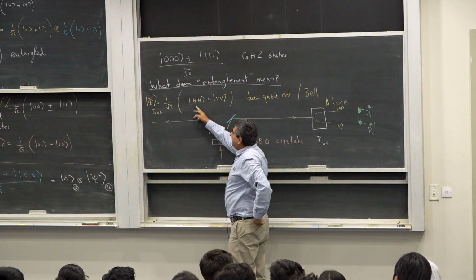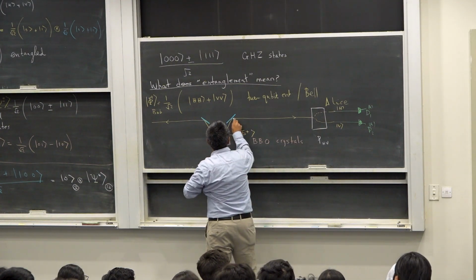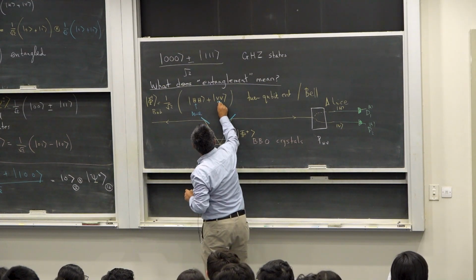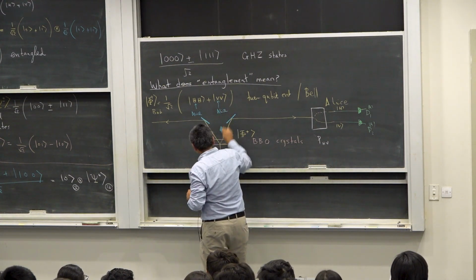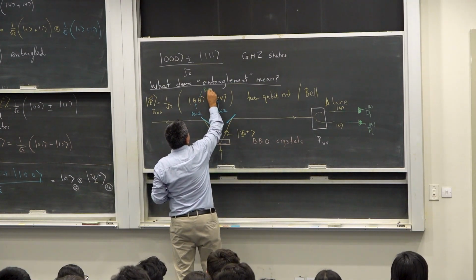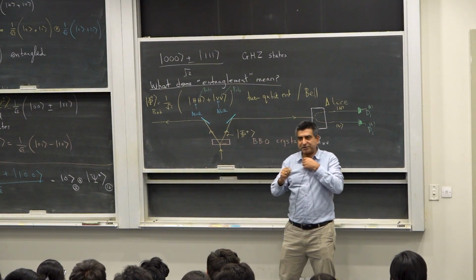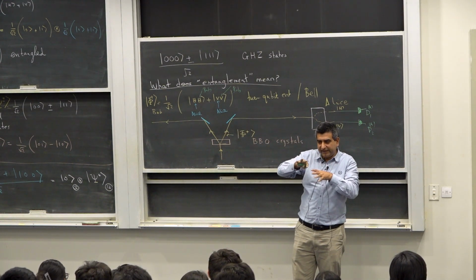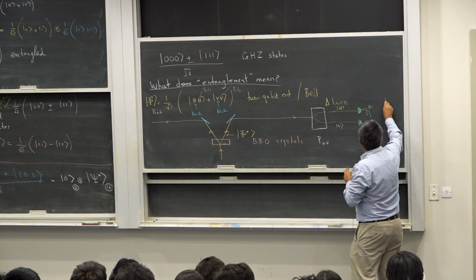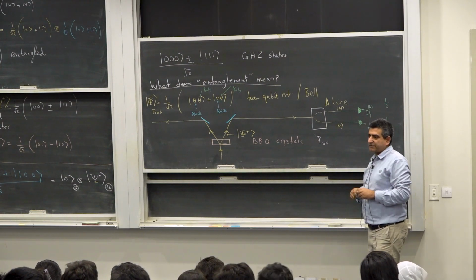Suppose the first qubit is Alice, this represents Alice, and the second photon goes to Bob. So this is Bob. The second photon is in Bob's possession. But Alice chooses to measure her own photon exclusively, irrespective of what Bob does. So she has a half probability that her detector D1 is going to click and another half probability that her detector D2 clicks.